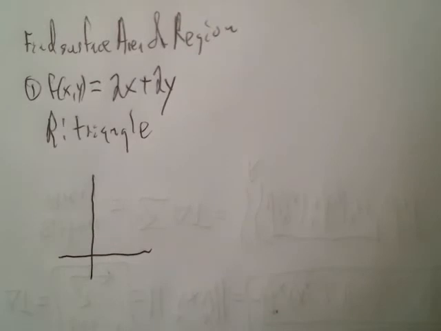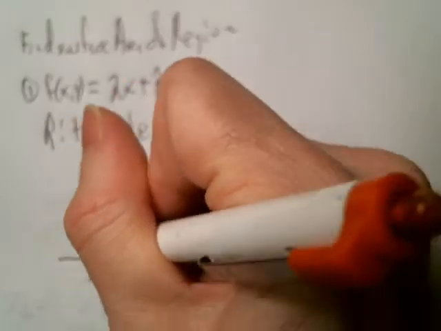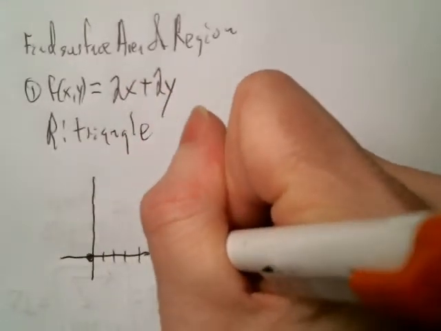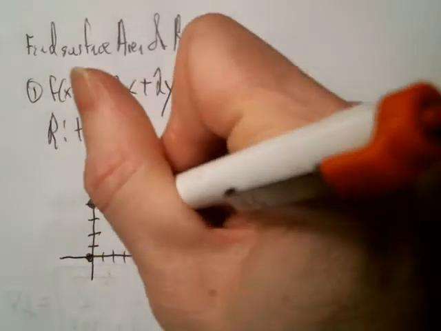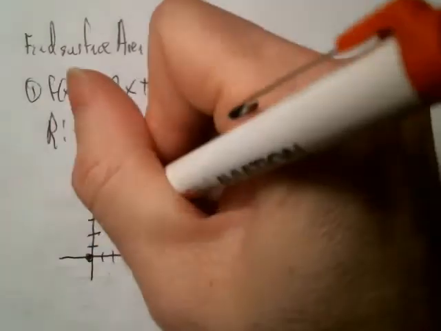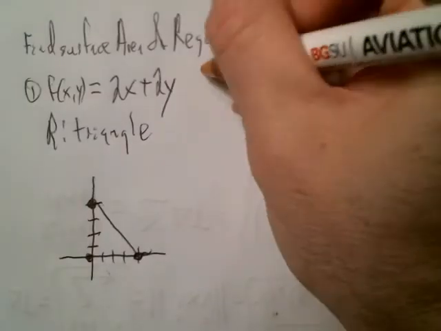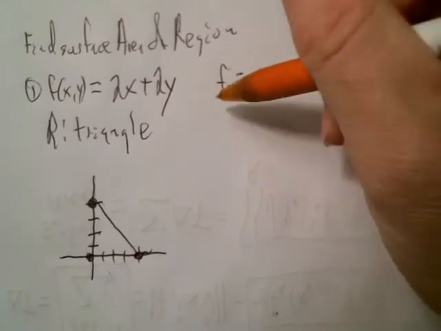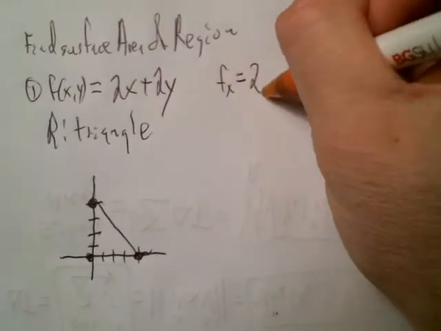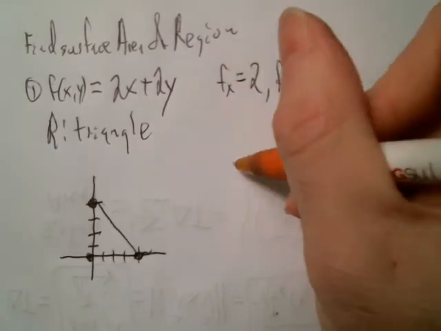Okay, so in particular then, the ordered pairs (0, 0), (4, 0), and then (0, 4). Okay, that will be our triangle. And right, so we need f_x. The partial derivative with respect to x is just 2. And then we need the partial derivative with respect to y, which is 2.